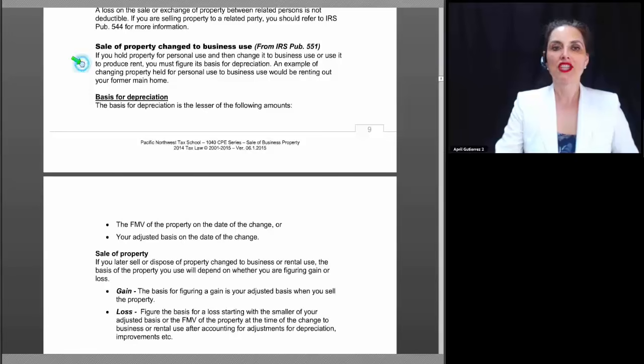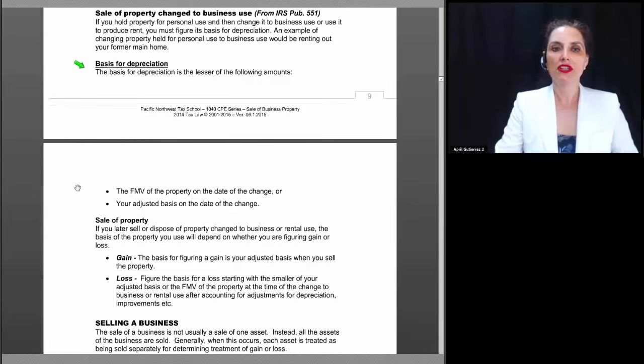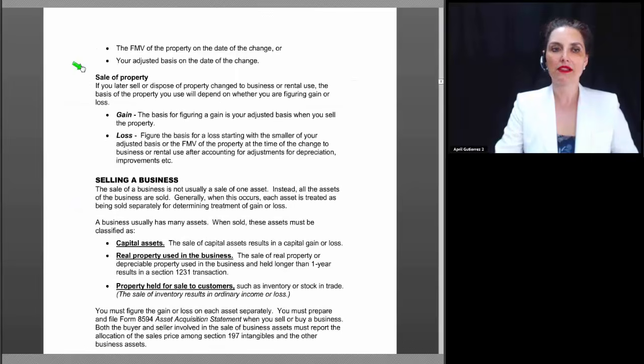Sale of property changed to business use, and this comes from IRS Publication 551 this time. If you hold property for personal use and then change it to business use or use it to produce rent, you must figure its basis for depreciation. An example of changing property held from personal use to business use would be renting out your former main home. For depreciation, the basis for depreciation is the lesser of the following amounts: the fair market value of the property on the date of the change, or your adjusted basis on the date of the change.